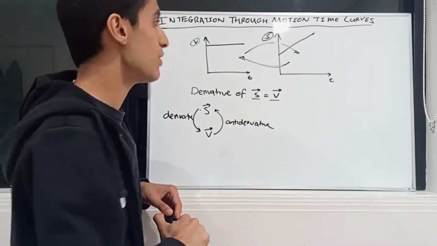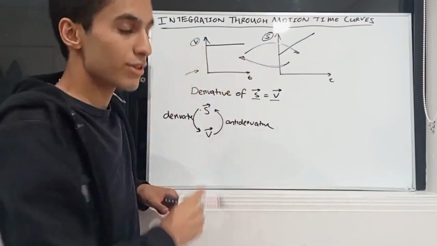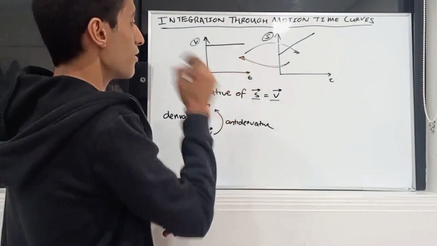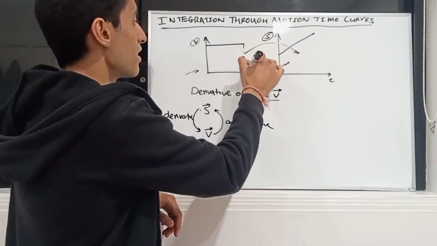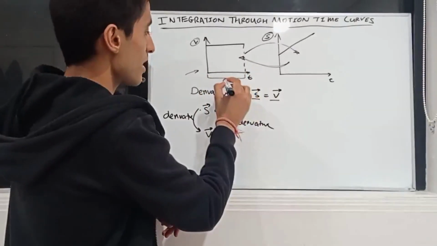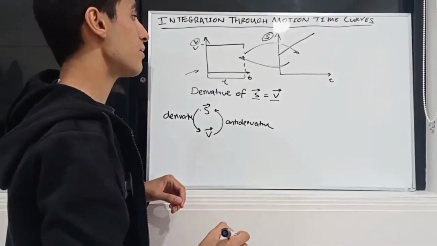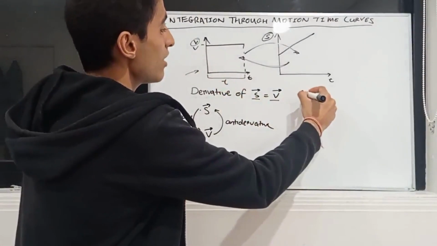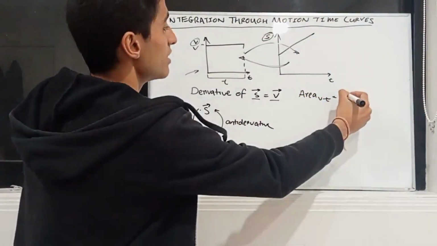Now, another thing we know is that I can find displacement using this graph. And how is that? That's by finding the area underneath the graph. So what that means is, let's say I want to find this displacement that it did in t time, and it has a constant velocity v. Now, we know that the area underneath a vt graph is displacement.